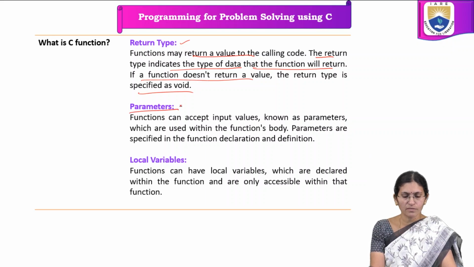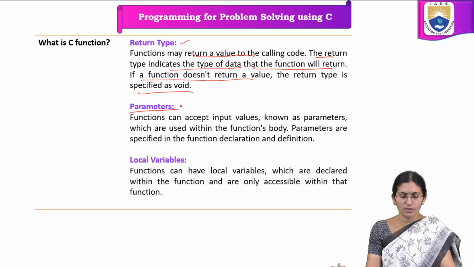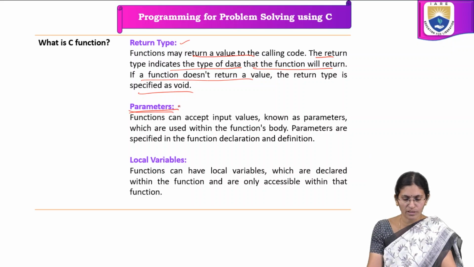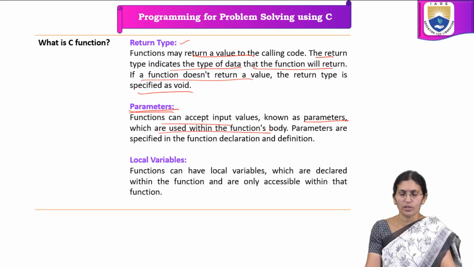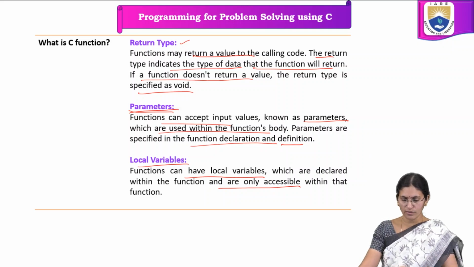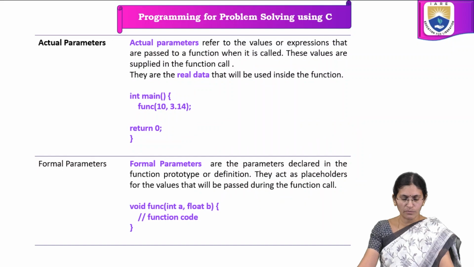Next one, parameters. So in functions, there is an important concept called parameters. Functions can accept input values known as parameters, which are used within the function's body. These are specified in the function declaration and definition. Next, local variables. Functions can have local variables which are declared within the function and are accessible within that function only. So that is what local variable means.